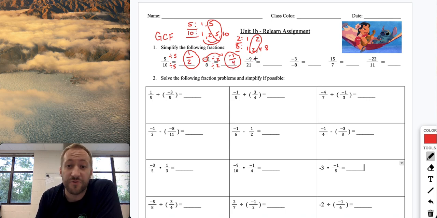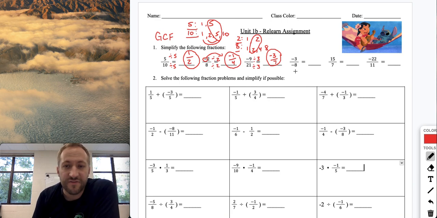-9 and 21, I know 3 goes into both of those. I'm going to divide both by 3. -9 divided by 3 gives me -3. 21 divided by 3 gives me 7. So -3/7. And those don't have any factors that can go into them to simplify it further. So that is the simplified answer, -3/7.